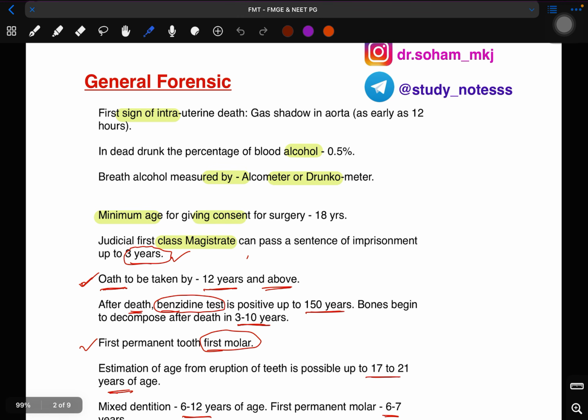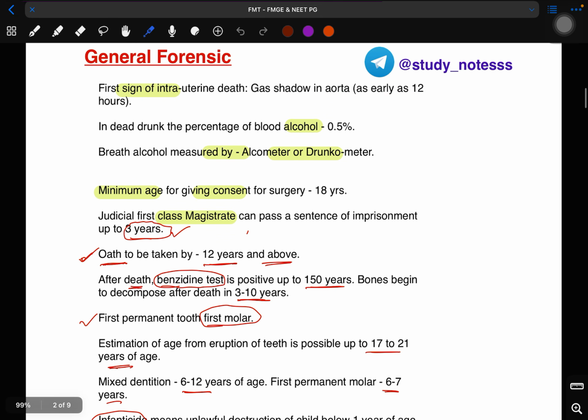So let's start with general forensic. What is the first sign of intrauterine death? So if a fetus has already died in the uterus, we will find a gas shadow in the aorta which can be seen as early as 12 hours. In a dead drunk person, the percentage of blood alcohol will be 0.5%. Breath alcohol can be measured by an instrument known as alcometer or drunkometer.